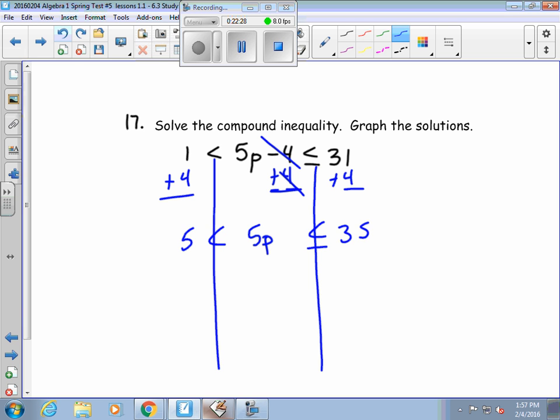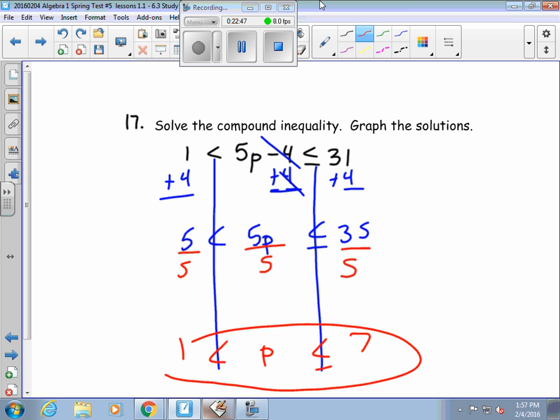Get p by itself by dividing by 5. Do it here and here. 5 divided by 5 is 1. 5 divided by 5 cancels and leaves you with p. 35 divided by 5 is 7. So all we did was divide by 5. Leave your symbols looking just like they were. That one's less than, this one's less than or equal to.